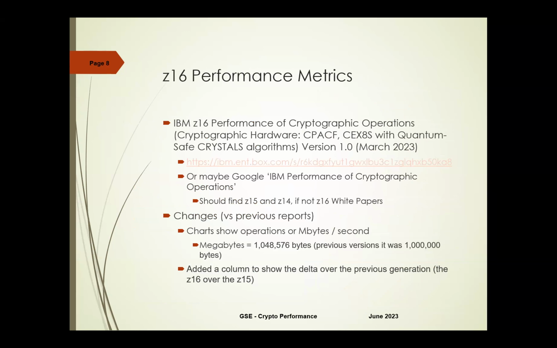Now, on slide 8, this presentation is based on a white paper that IBM publishes. William, in his earlier presentation on network encryption, referenced this document as well. Every time IBM comes out with a new machine, Z14, Z15, Z16, they publish a performance of cryptographic operations document for that machine.